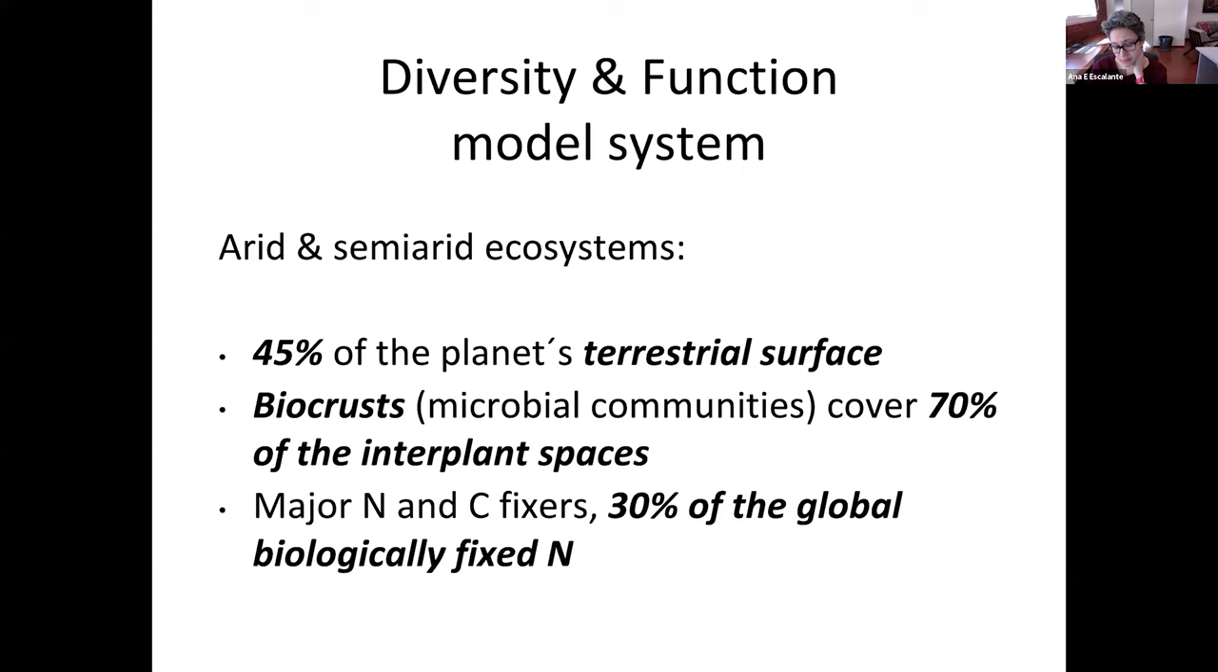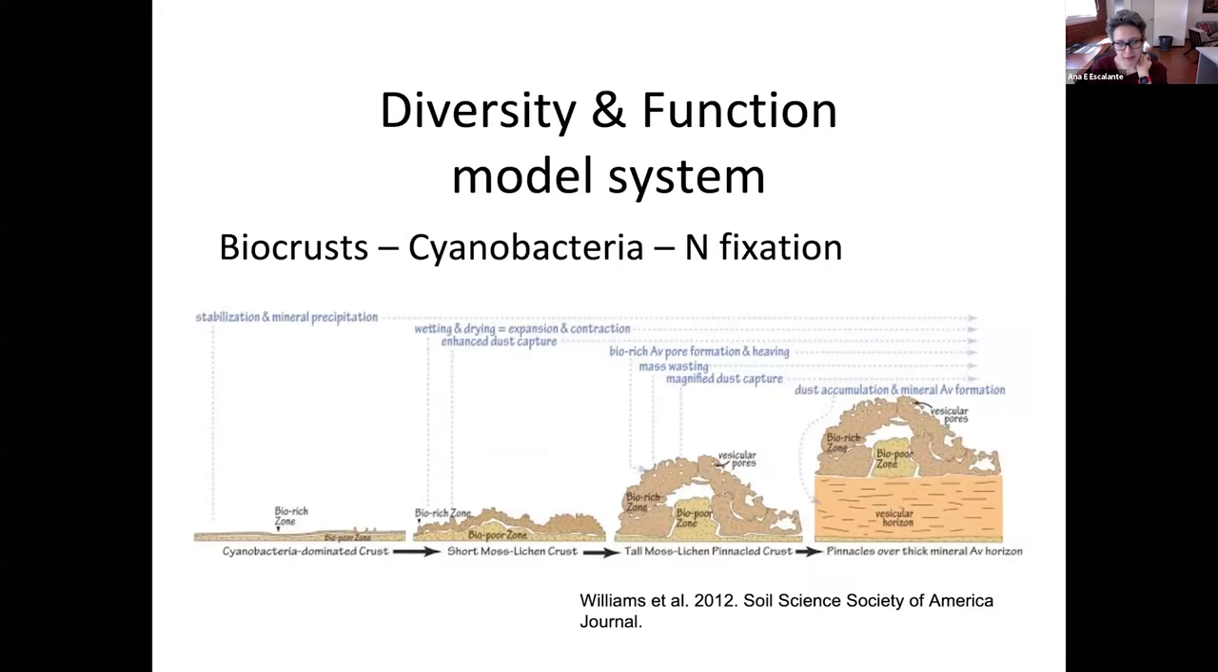And they fix 30% of the global biologically fixed nitrogen. So it's considerable. So the impact of microbial diversity in these soils, the functional impact, might be quite considerable. So these are the biocrusts.